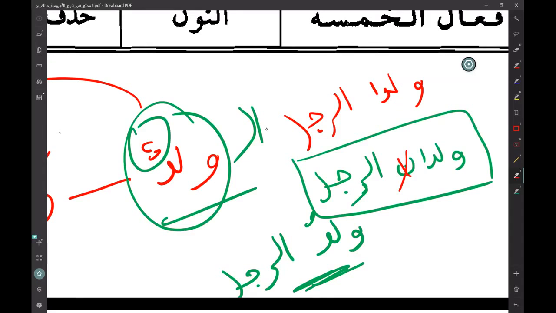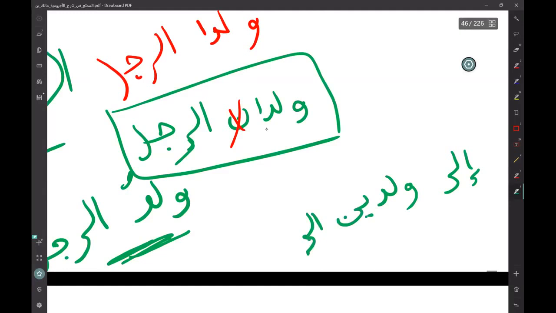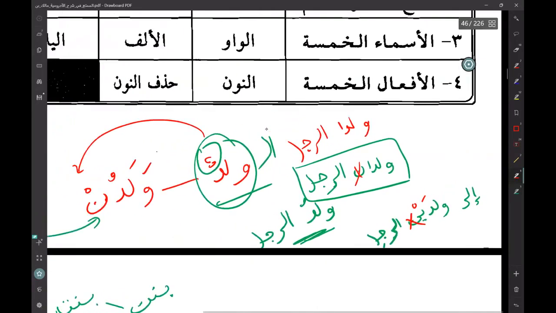Make sense, guys? It will be the same case for the nasb or the jar state. For example, I was giving you this random context: ila, you're going to the two sons of the man. You cannot say waladaini ar-rajuli. This noon has to be dropped. So you say ila waladai ar-rajuli. Make sense, guys?